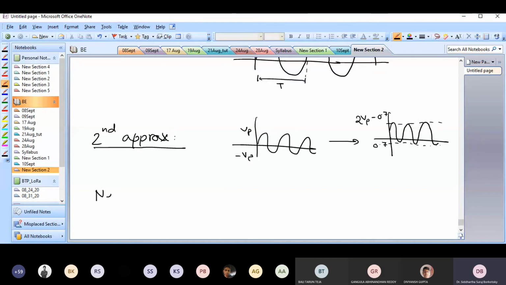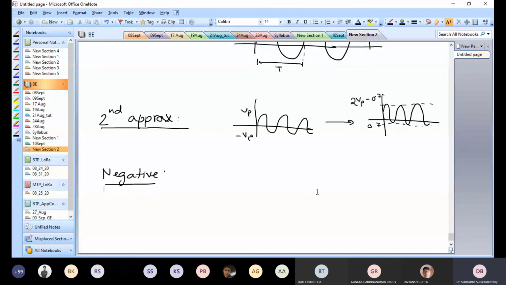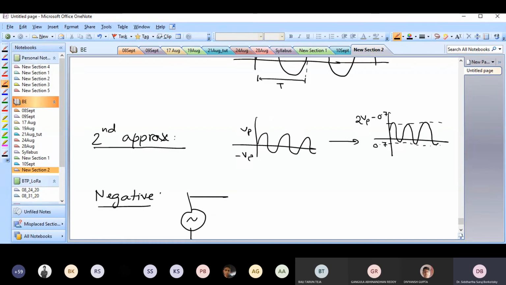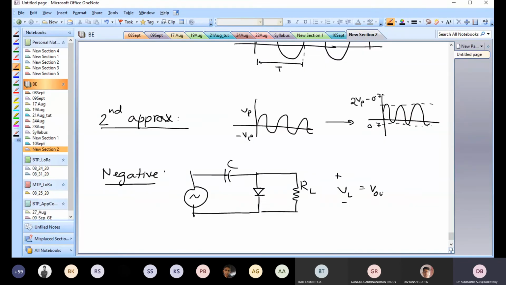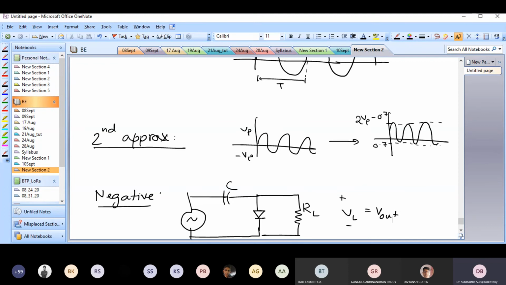All right, so this is your positive clamper, and there is a negative clamper. We are not going to discuss this in detail, but the negative clamper would be exactly the same, except that your diode would be reversed. So basically, you have an input voltage source, you have a capacitor, you have a diode in the reverse direction as compared to this one. Then here you have your VL, which is your load voltage. Okay, so this is your clamper circuit.